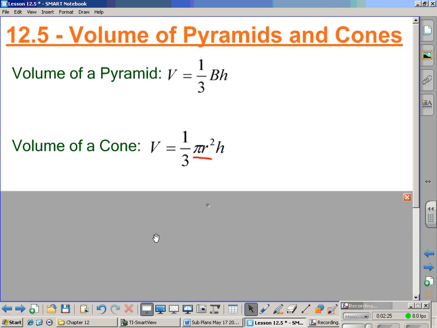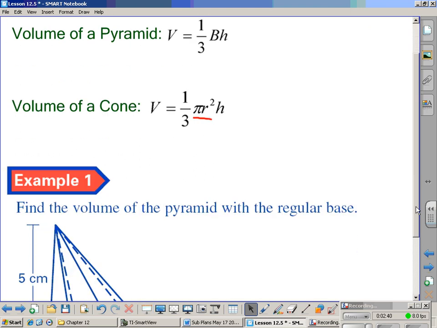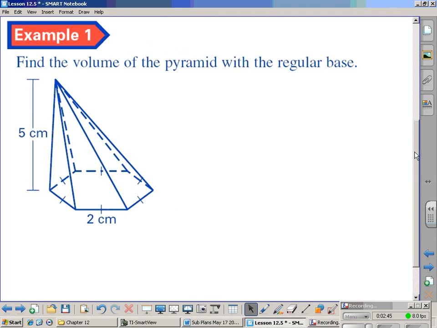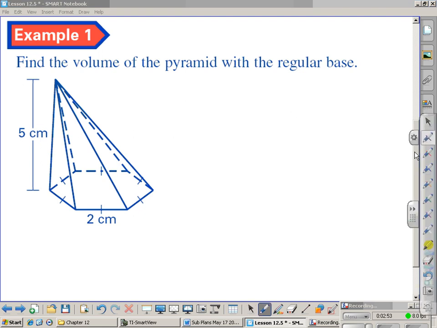So then what we are going to do is we have 5 problems today. We'll go through those problems, and that would be our lesson. So the first one is at the bottom of this page. And what we've got is we need to find the volume of this pyramid. It has a regular base. So the first thing I would do is just write down the volume formula. Volume equals 1/3 area of the base times the height, because it's a pyramid.